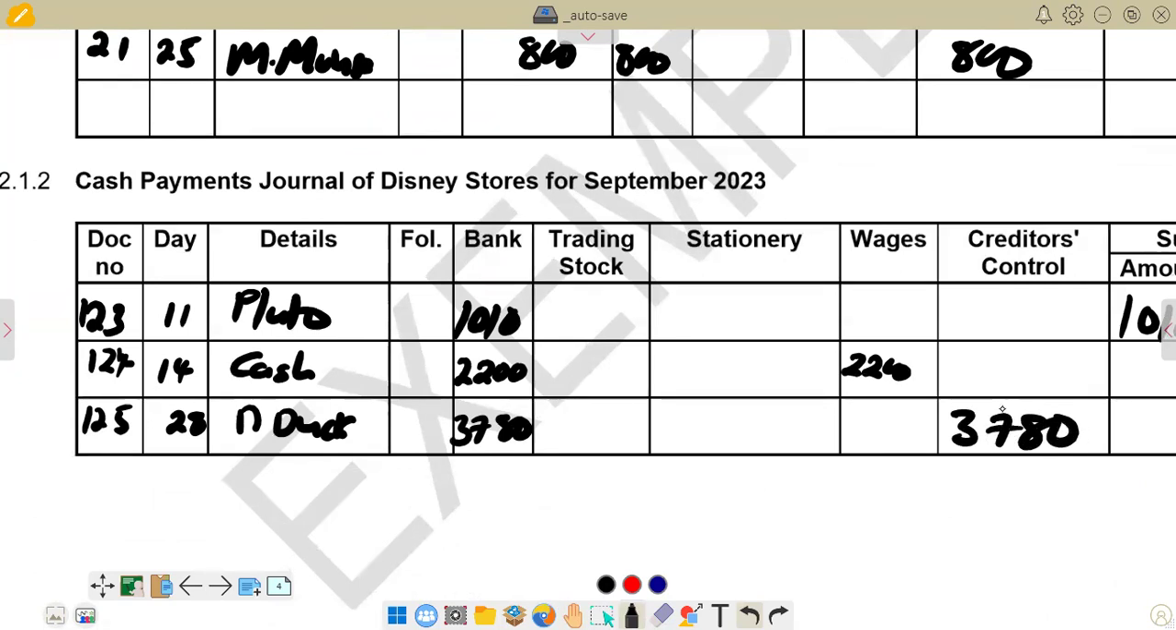Remember, the question is saying do not close the accounts. So it means you're not going to add your totals here. Closing means you are adding your totals, and then you put your totals here, then you are supposed to close it so that you add all the amounts that are in the columns.